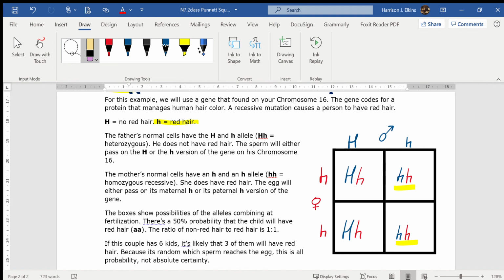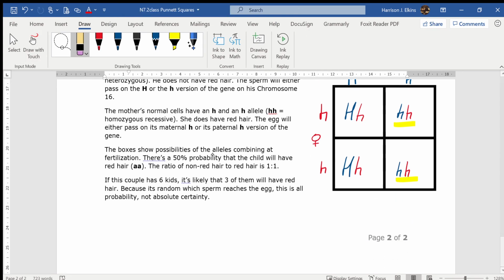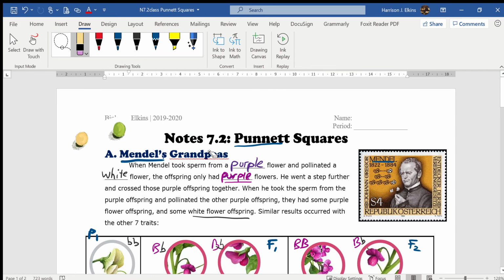All right, you will be given homework. That homework will help you practice creating these Punnett squares and interpreting what they mean. And so you can move on to that after you have filled out your notes. I'll be uploading that tomorrow. So yeah, there's your Punnett squares tutorial.